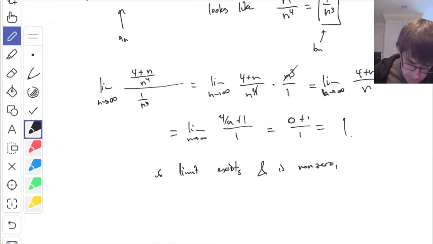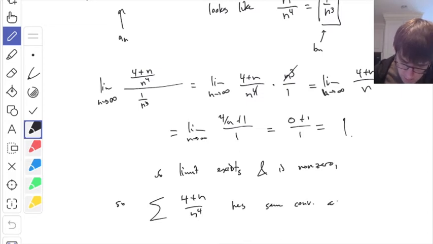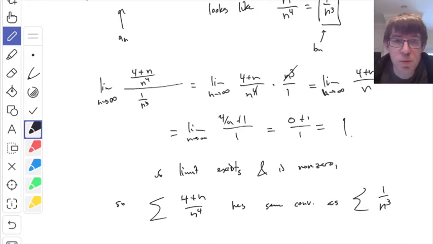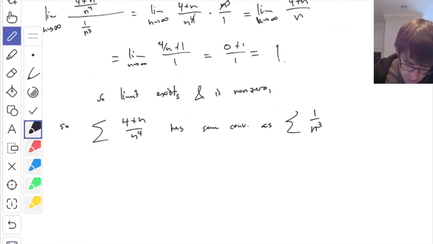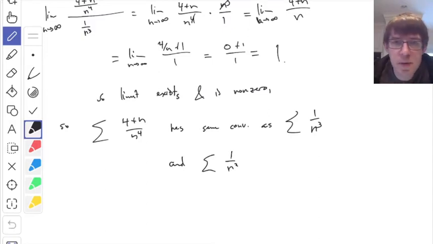Non-zero. So the sum of (4 plus n) over n to the 4 has the same convergence as the sum of 1 over n cubed. Remember, those were the two things which we compared. And what about this one, 1 over n cubed? Can anybody say? Converges or diverges? It converges because p is greater than 1. Yeah, this converges because it is a p series and the p is greater than 1.